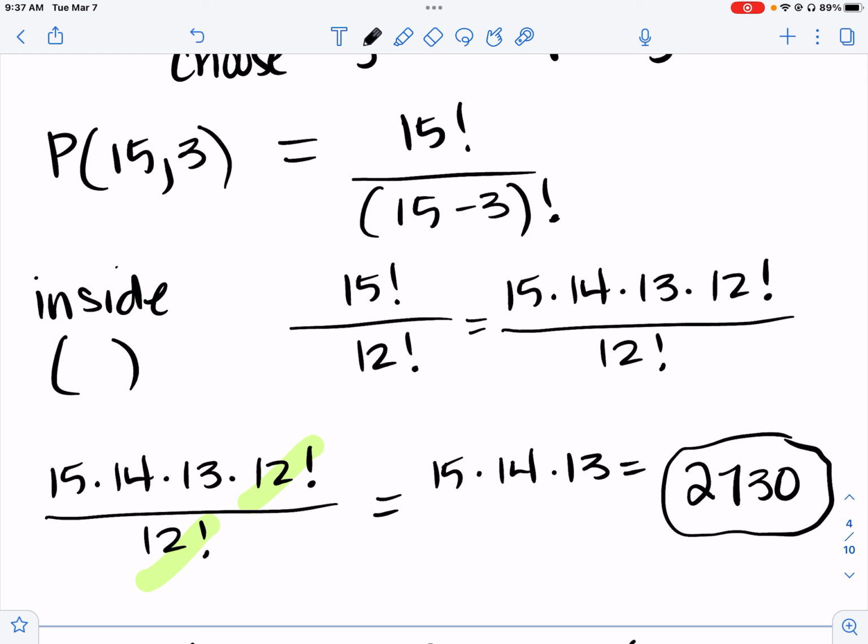15 factorial over 15 minus 3 factorial. We do what's inside parentheses first. 15 minus 3 is 12. So we're going to do 15 times 14 times 13 times 12 factorial, which represents 12 through 1. I stopped at 12 because the bottom is 12 factorial. So that cancels out the 12 factorial on top with the 12 factorial on the bottom. So we just multiply 15 times 14 times 13.